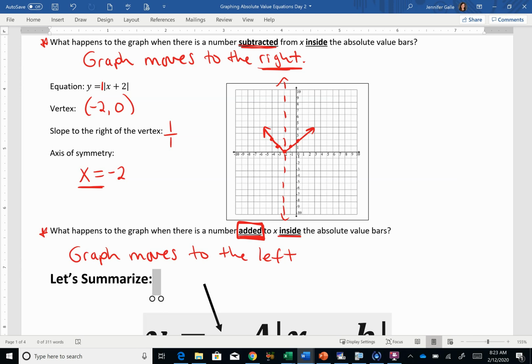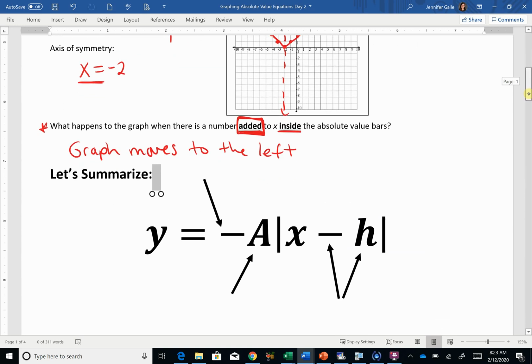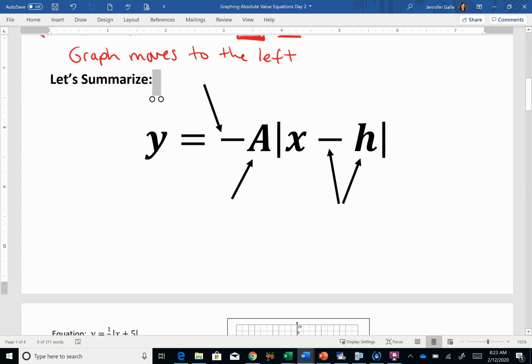When you subtract, your graph moves right. When you add, your graph moves to the left. So just be careful with that and make sure we get enough practice to know that it's always the opposite of what that sign actually is. And again, that's not just me telling you, here's what happens. We saw it, we graphed it. So make sure we practice it.